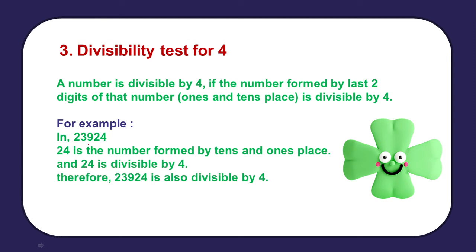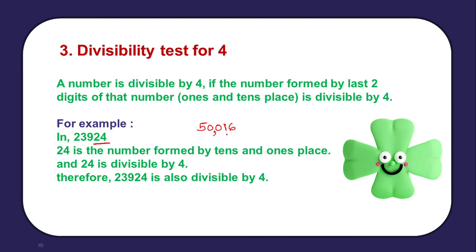Here I have 23,924. So what they have said, we have to take the last two digits. What are the last two digits? 24. So now 24, does it come in the table of 4? Yes, it comes in the table of 4. So if the last two digits are coming in the table of 4, you can easily say that the whole number is divisible by 4. Then let's take one more example, 50,016. Okay, so I have taken a number as 50,016.